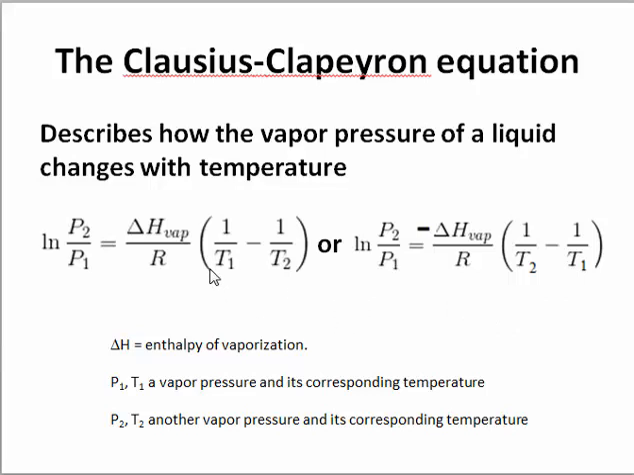Notably, the equation on the left has 1 over T1 minus 1 over T2. The other one introduces a negative sign and takes 1 over T2 minus 1 over T1. In both, H is the enthalpy of vaporization for the liquid. The equation can be used to solve for one pressure, a pressure at a given temperature, if you know pressure and temperature at another temperature.